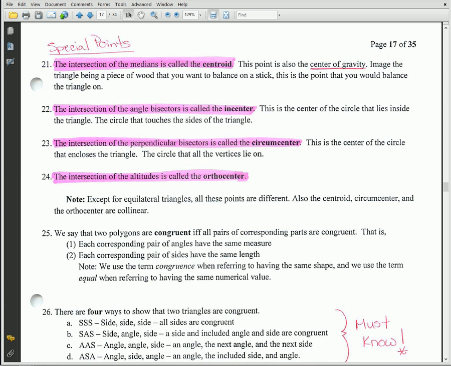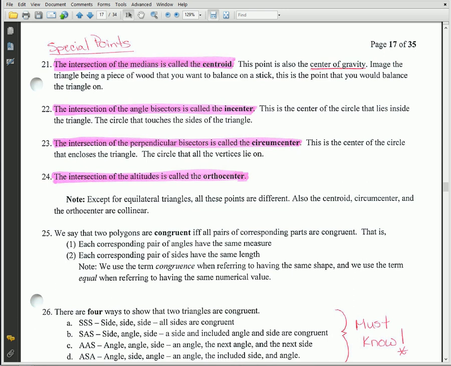Now let me say this. The incenter will lie inside the triangle, okay? The circumcenter does not have to lie on the inside of the triangle. The circumcenter could be outside of the triangle.